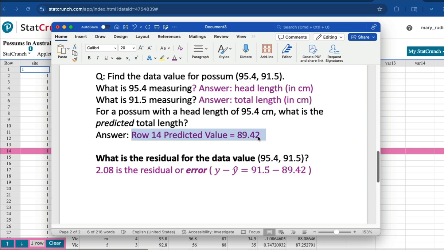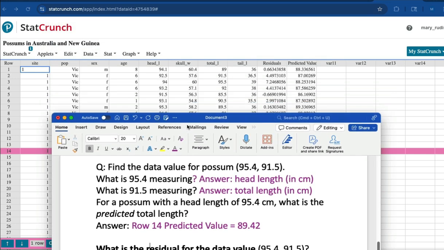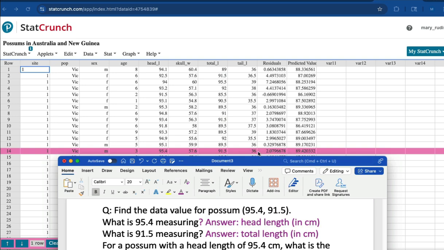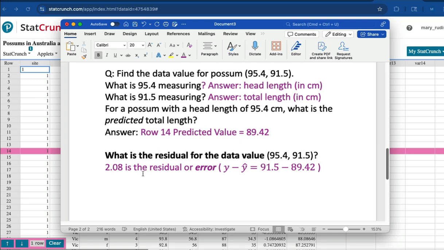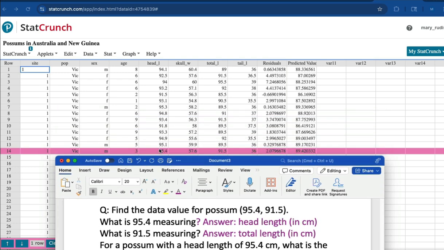But the actual possum had a total length of 91.5. So the residual is the error between the model, which is our predicted value, and the actual value. So y minus y hat is 91.5 minus 89.42. But again, we don't have to get out a calculator for that because that was calculated for us in the residuals column. The residuals column has our residual, 2.079667, which I rounded to 2.08, okay? So we have our predicted value and our residual both for that particular possum with the value of x that we were looking for.